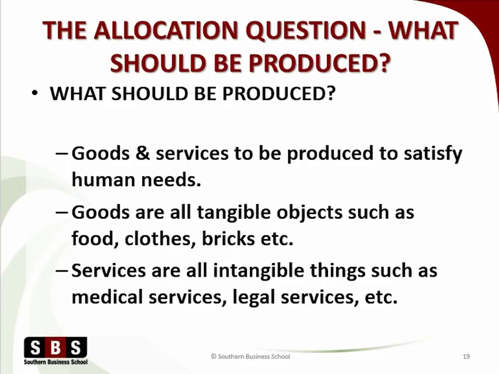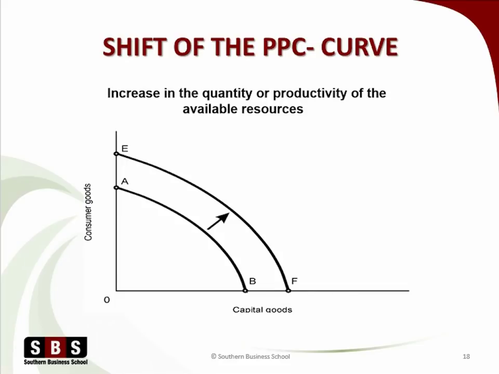So the next question of the economic problem is what should be produced? Now this is actually common sense. These are the goods that need to be produced. So it's tangible objects, services are intangible things, and it's to satisfy human needs.